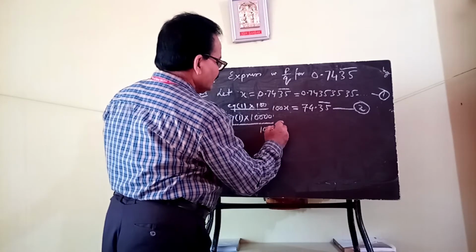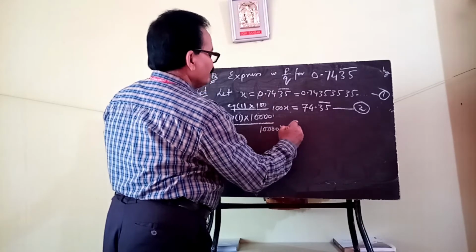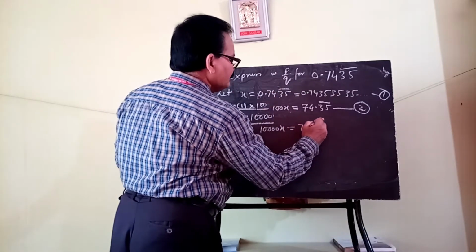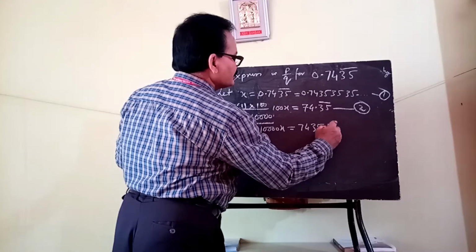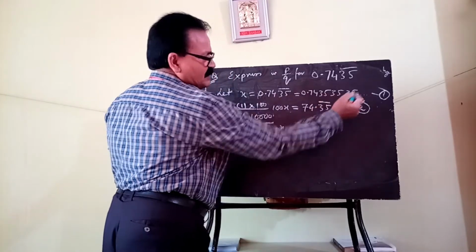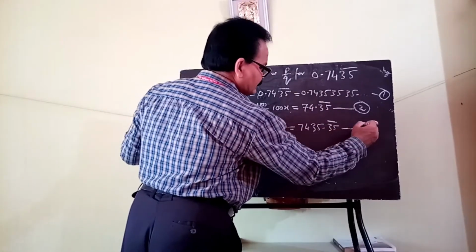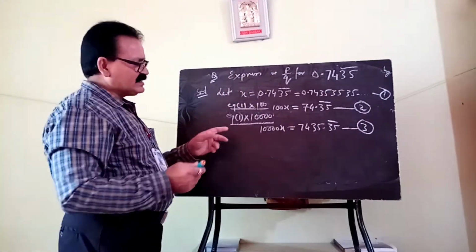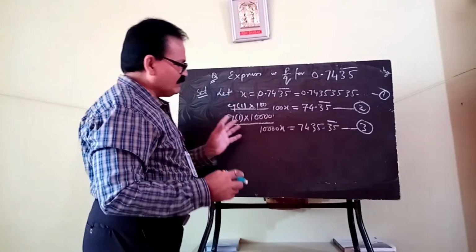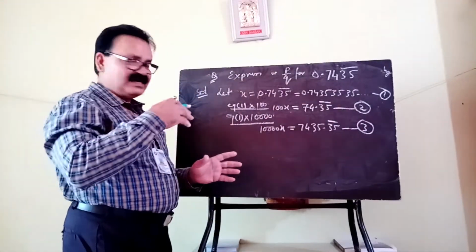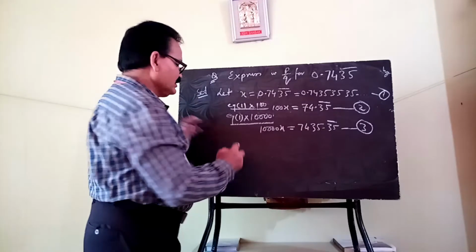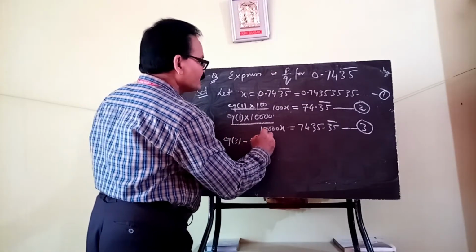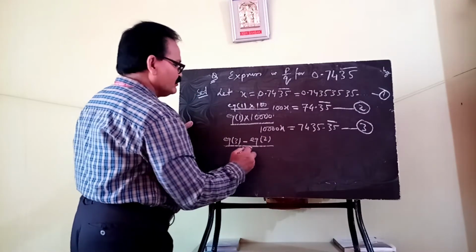This will be your 10,000x on the left hand side, and on the right hand side it will be 7435.35 bar, because 35 is repeating. So you will write this as your equation 3. Now what will you do? Now you subtract, because our target is to remove the bar. So now equation 3 minus equation 2. In this way, what will happen?